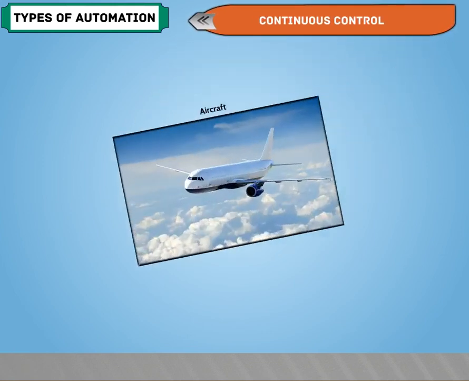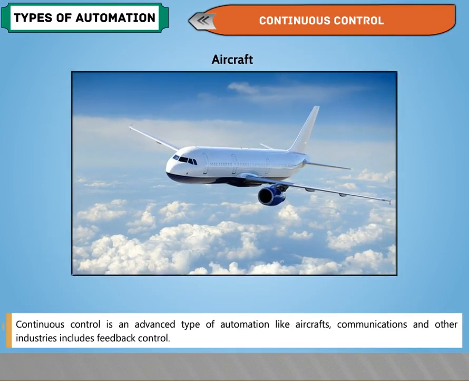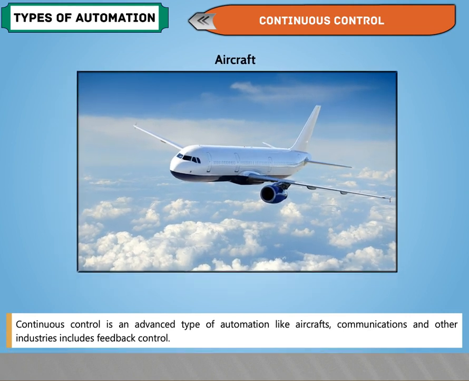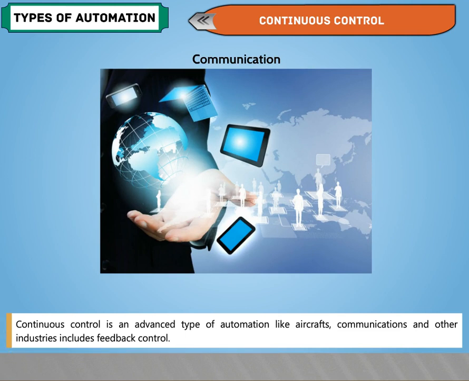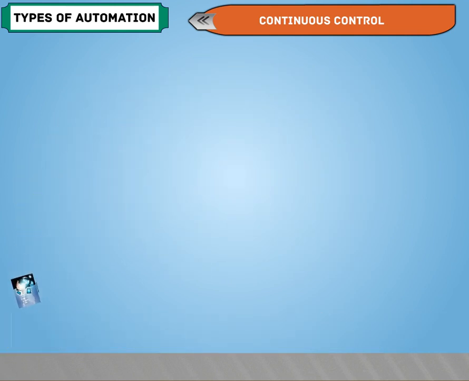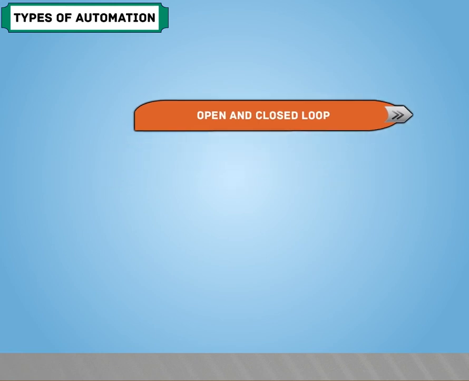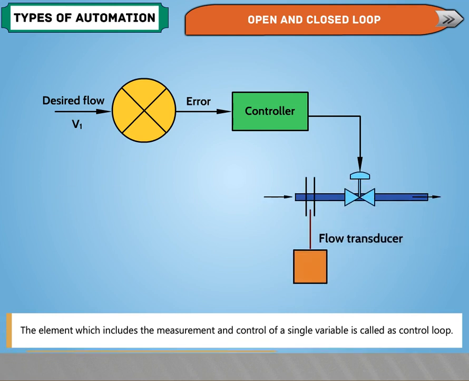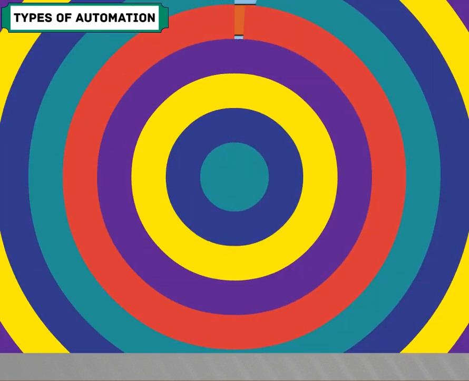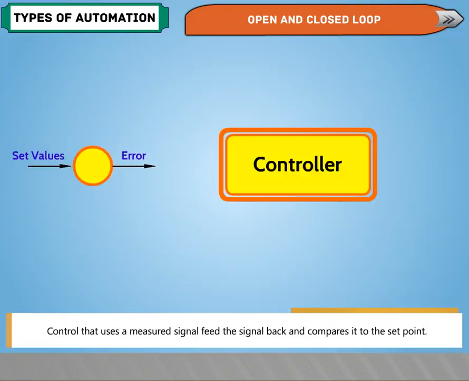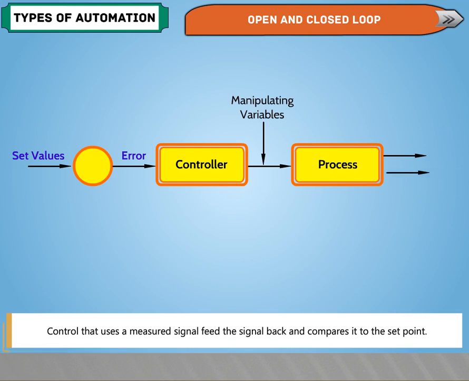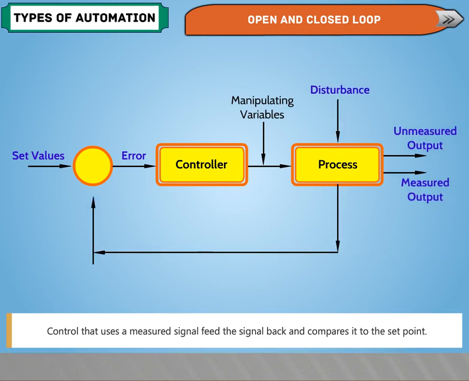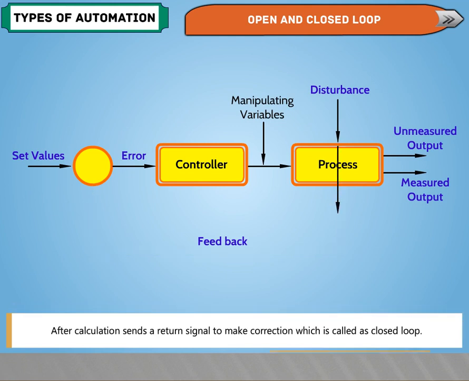Continuous control. Continuous control is an advanced type of automation, used in aircraft, communications, and other industries, which includes feedback control. Open and closed loop. The element which includes the measurement and control of a single variable is called a control loop. Control that uses a measured signal, feeds the signal back and compares it to the set point, and after calculation sends a right signal to make correction is called closed loop.